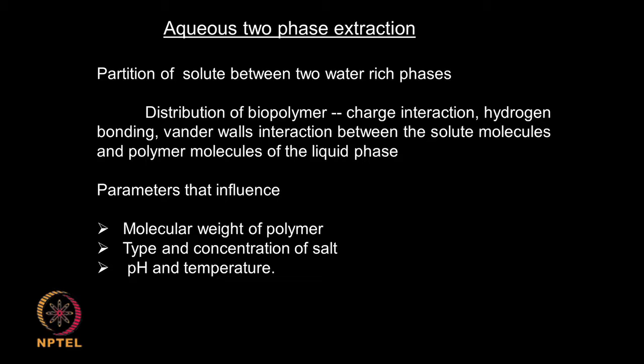We can have different types of biopolymers. So it is partition of solute between two water rich phases, distribution of biopolymer. It could be charge interaction, hydrogen bond, van der Waals between the solute molecules and polymer molecules. What determines the separation? Molecular weight of polymers, type and concentration of salt, pH and temperature. I can have different types of polymers like PEG or dextran or glucan in one phase, and another phase where the solute is present contains salt. So the solute partitions into the polymer phase. That is what happens in the aqueous two phase extraction.